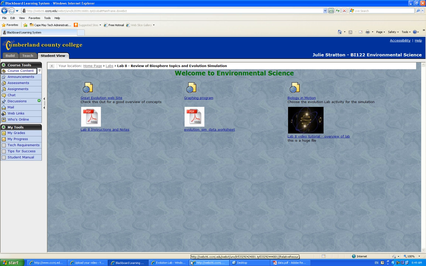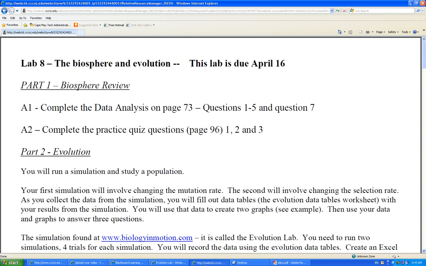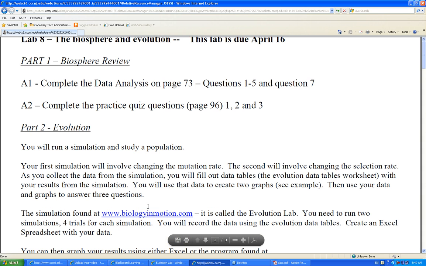Now, when you look at the actual lab instructions, you'll see that it says you will run a simulation and study a population. You're going to change two primary characteristics or settings. You're going to change the mutation rate, which is how fast these particular organisms mutate or change.